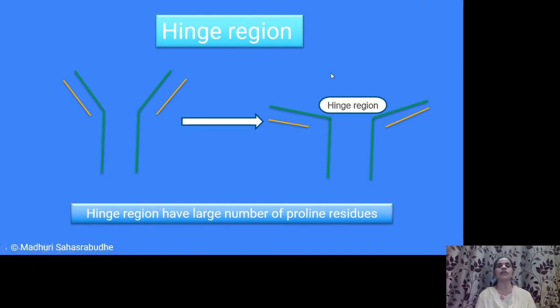As we see in the hinge region, the arms of the immunoglobulin molecule are swung out, and the swinging out is possible because of the bending nature of this region, just like the hinge of a door. Therefore it is called the hinge region. This hinge region has a large number of proline residues. So let us see what these immunoglobulin classes are.